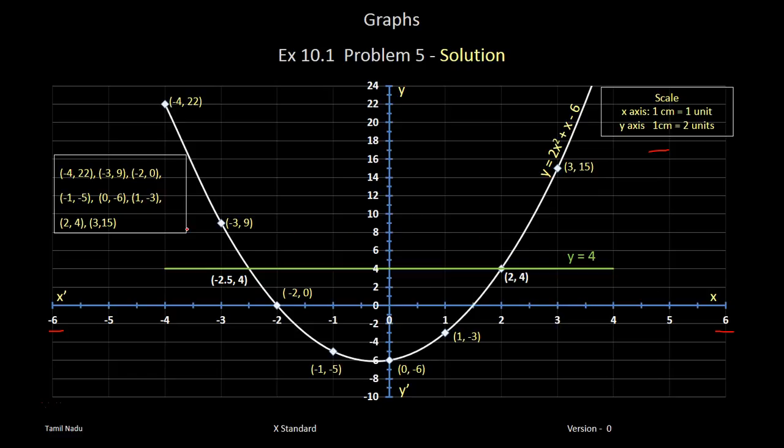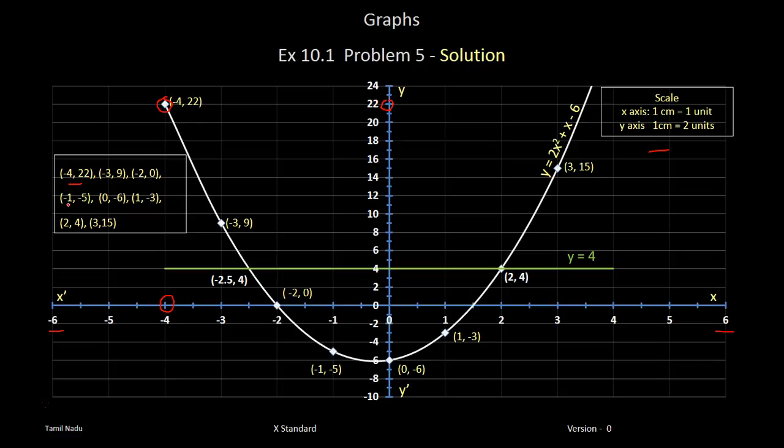So now let's plot the points. The first point, minus 4, 22. X is equal to minus 4, y is equal to 22. So you have to come horizontally from here and you have to go vertically up. They intersect at this point. So this is minus 4, 22.